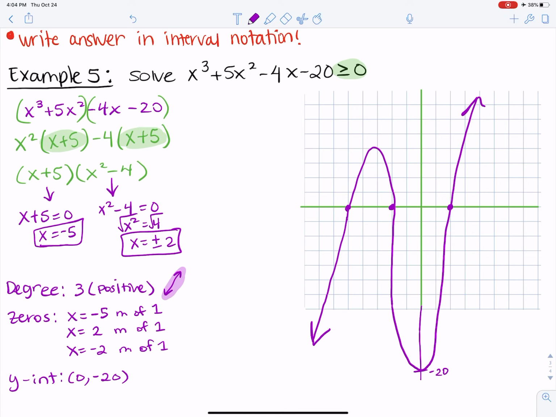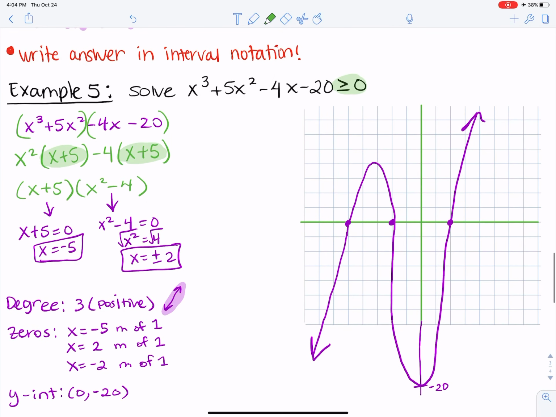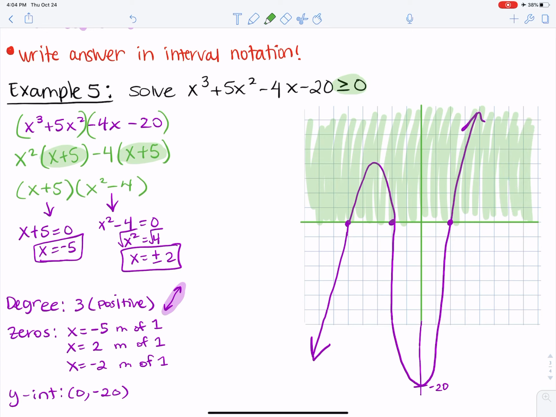Now the question is, what's the answer to this actual question? We've got to write the answer in interval notation. What parts of the graph are greater than 0, above? So we take a look at this section of the graph. What sections are in the green? So the sections in the green are from here to here, and from here to here. It's a straight line. So we just need to write that as an inequality, though.